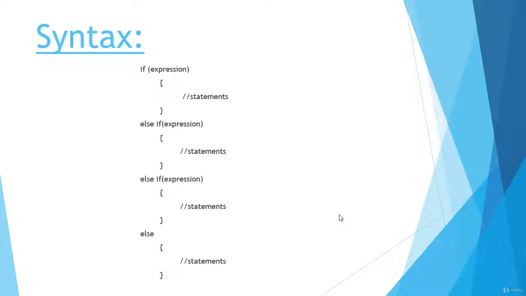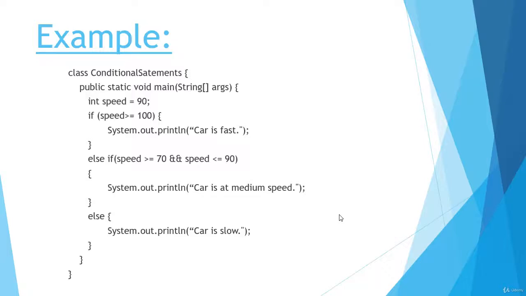Because if the first condition is false, then it moves toward the else if and checks the next condition. If that condition is also false, it moves toward the next else if condition. If that condition is true, then it is only going to execute the statements in that particular block. And if all the conditions are false, then the else block will execute. We will understand it in a better way when we run a program in NetBeans.